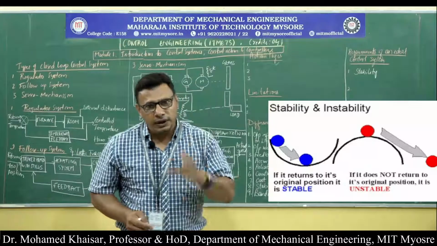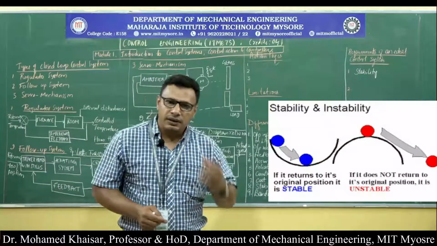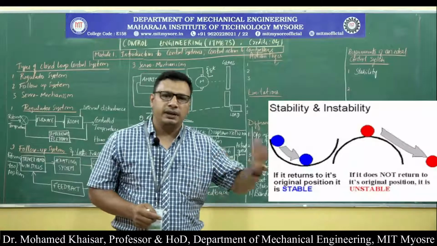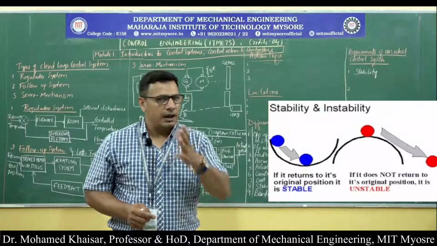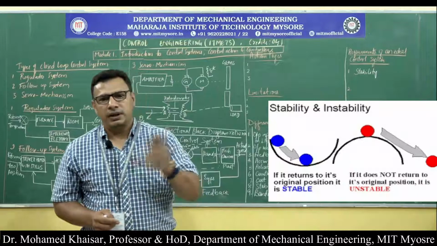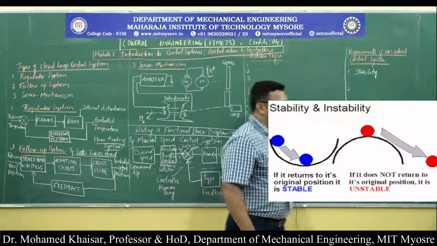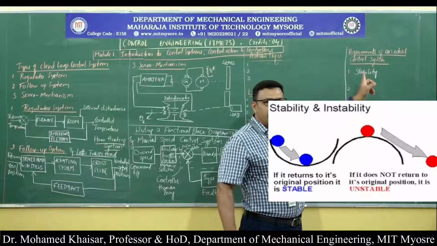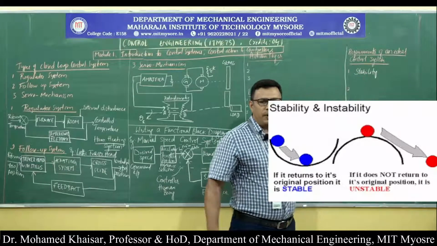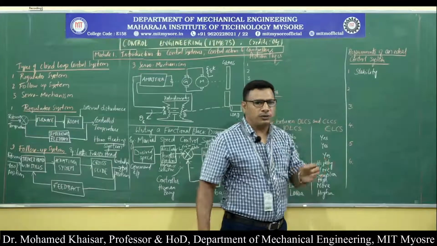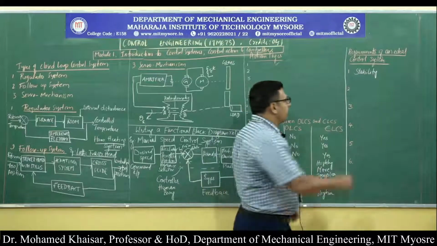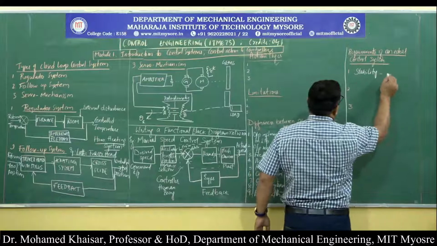So only if a system is stable, then only we will look forward to any other requirements for a good control system. Otherwise, we don't jump into any other requirements assessment. So that is why stability is written as the number one requirement, and if a system has to be a good control system or ideal control system, it must be very stable.